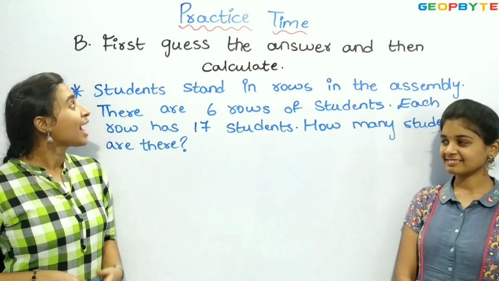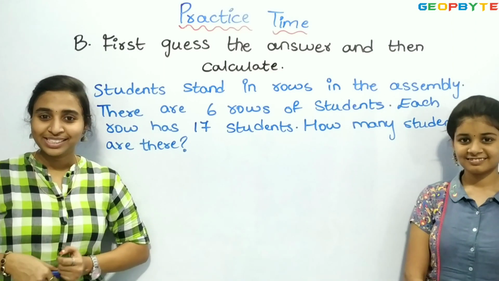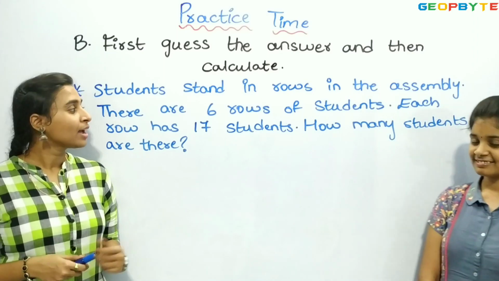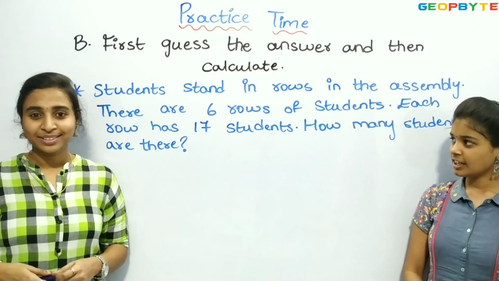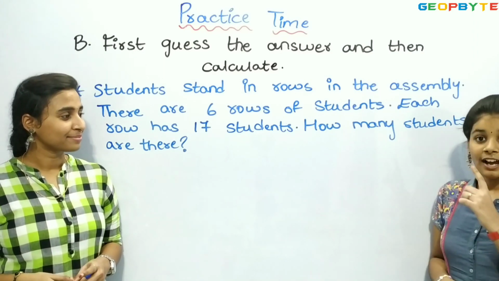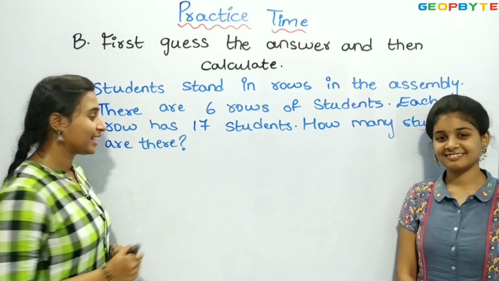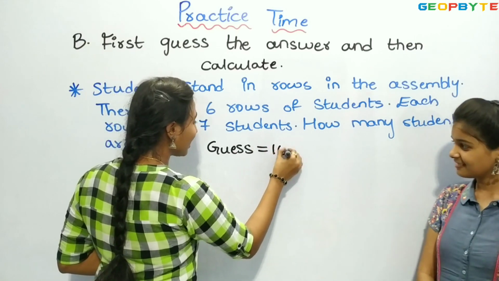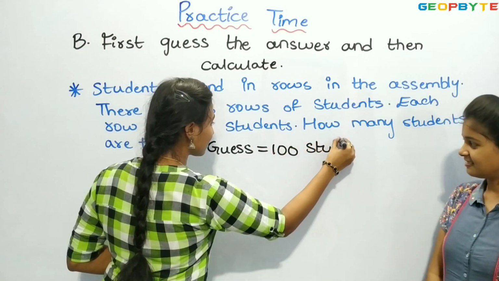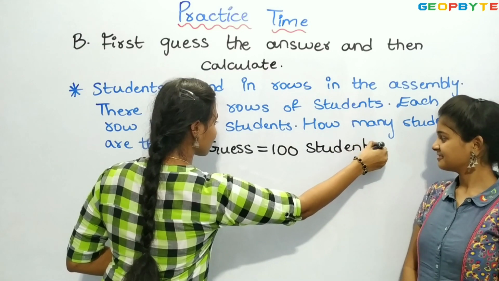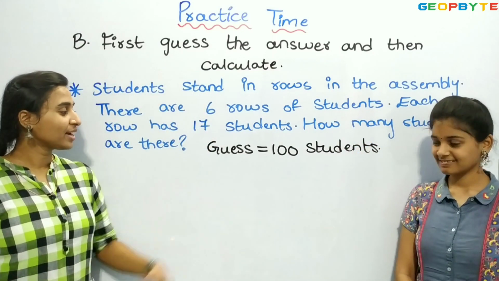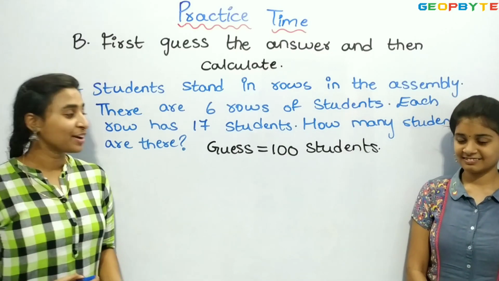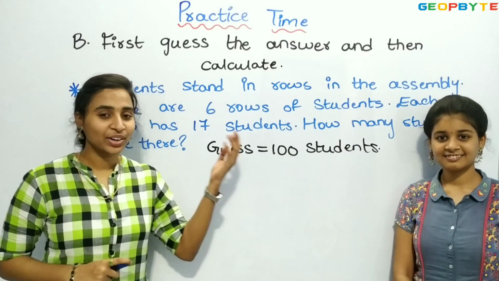Right? Children, as it is given in the question, first let us guess. Say me, how many students would be there among all the rows? I guess there would be 100 students. Okay, let us write guess is equal to 100 students. So children, our guess is 100 students. Now let us calculate and check whether our guess is correct or not.